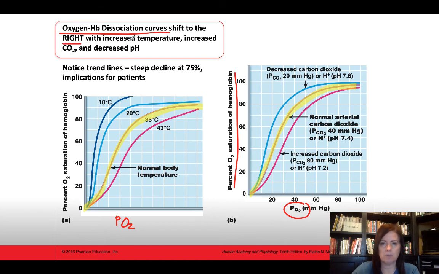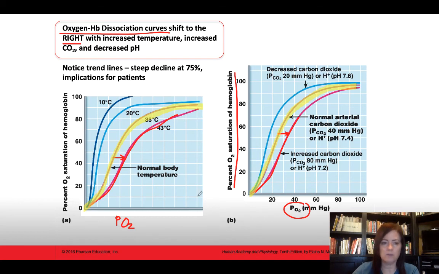In that oxygen hemoglobin dissociation curve, we end up with a right shift with increased temperature, increased carbon dioxide, and decreased pH, which is all of the changes that we see with exercise. So here's our right shift. If we increase our body temperature, we have taken this whole curve and moved it to the right. And on this one, here are our levels of carbon dioxide. Again, we've moved it to the right of the normal curve.